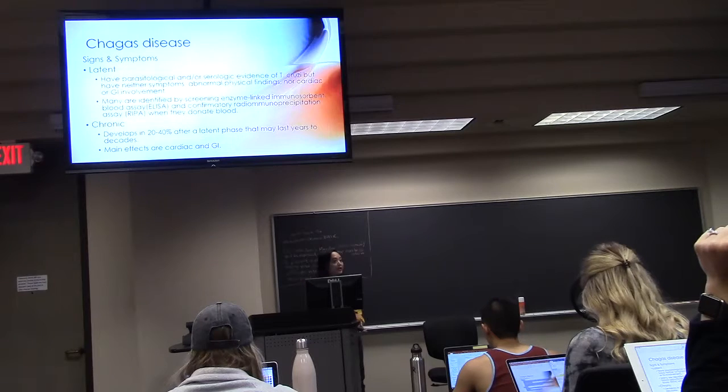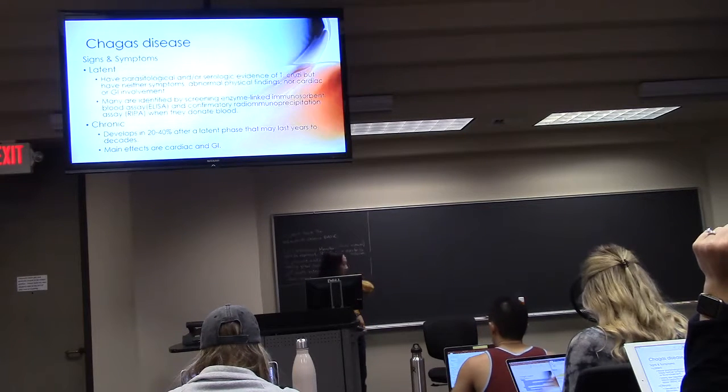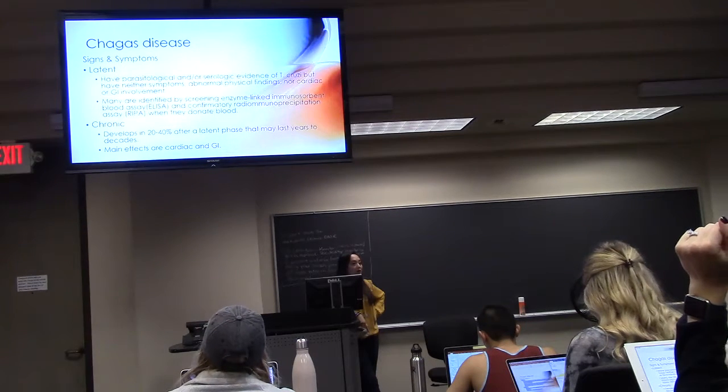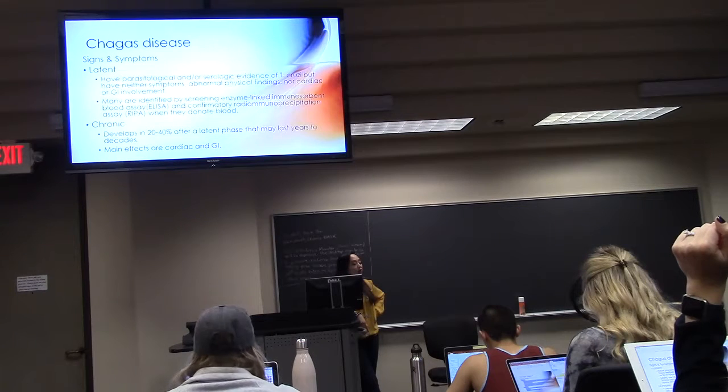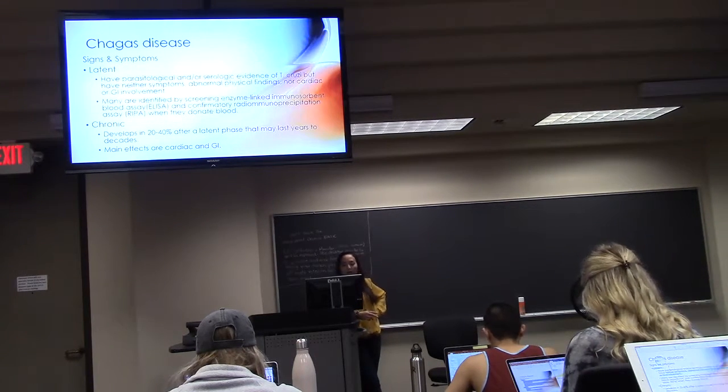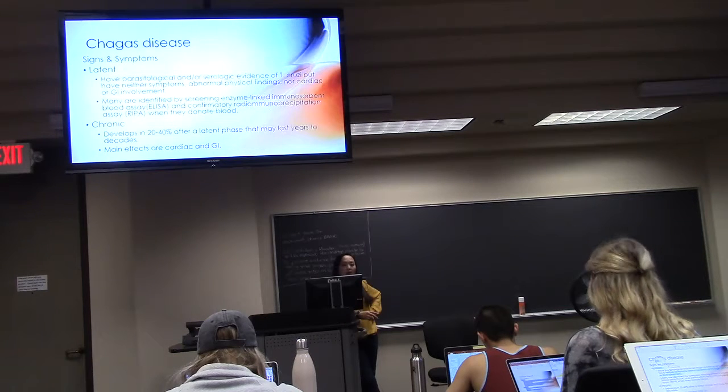So you can have latent disease. These people have parasitologic and serologic evidence of T. cruzi, but have neither symptoms or abnormal physical findings, nor do they have cardiac or GI involvement. So these are people that are basically carriers, but they don't know that they have it, but they may develop later on when it becomes chronic and develop some of the GI and cardiac issues. Many are identified by screening enzyme-linked immunosorbent assays, which is also called the ELISA.